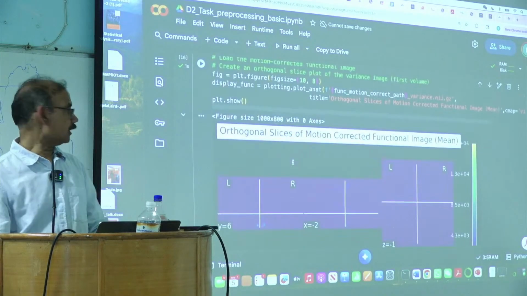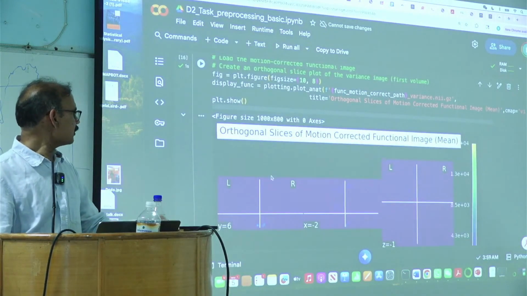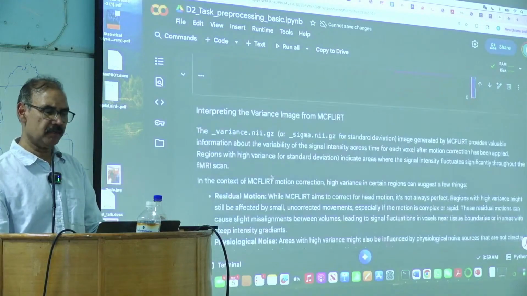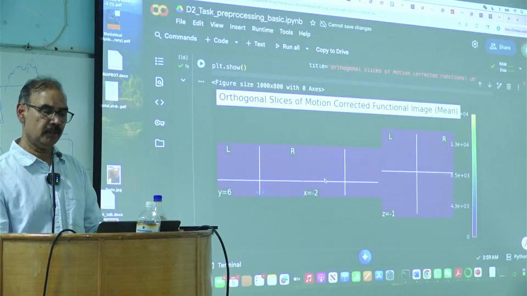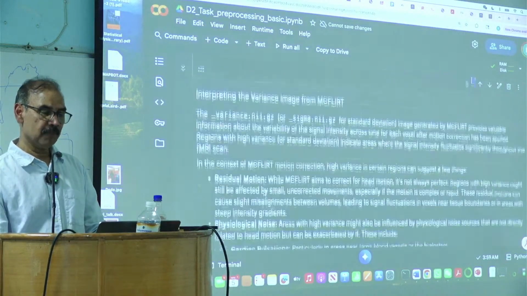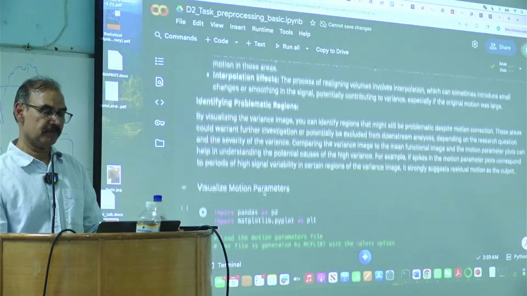So this is like the mean changes. There is not much change in here, right? So that's the variance image that is plotted. And whatever is along the edges or here, right? That is where most of the difference is.